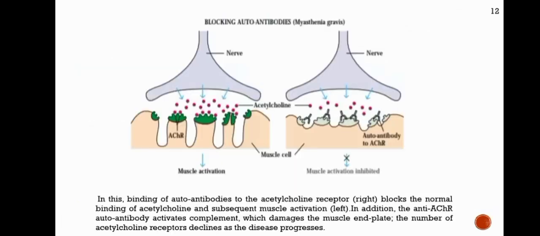In this binding of autoantibodies to the acetylcholine receptors, the antibody blocks the normal binding of acetylcholine and subsequent muscle activation. In addition, the anti-acetylcholine receptor autoantibody activates complement, which damages the muscle end plates. The number of acetylcholine receptors declines as the disease progresses.